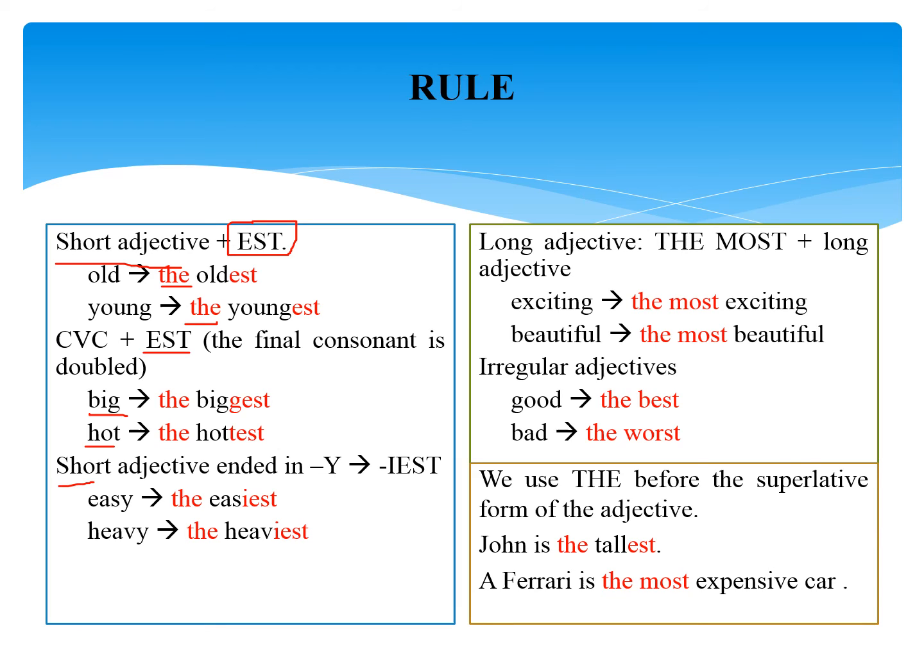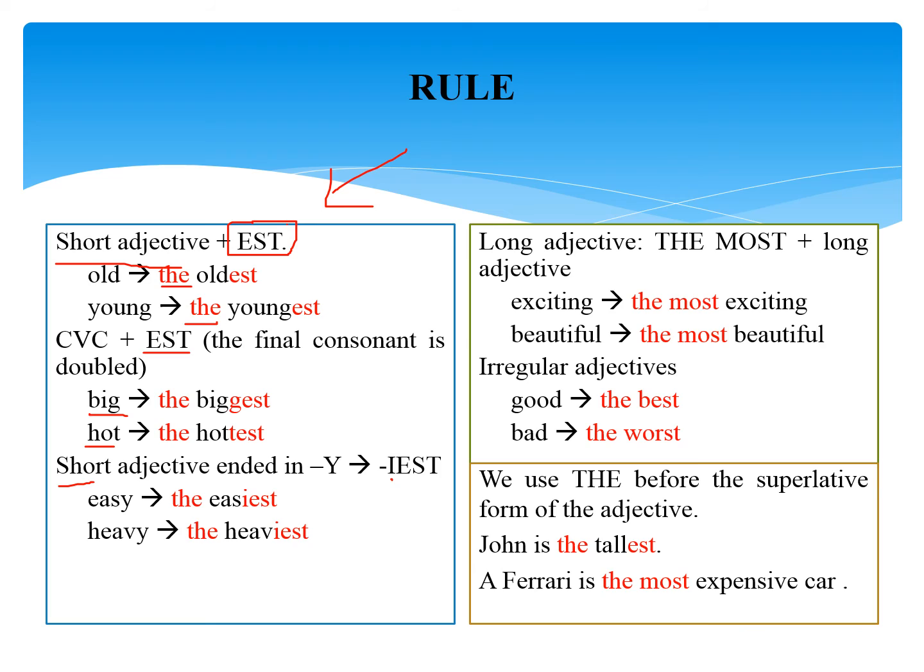Short adjectives ended in y, we again change the y into i, and then we add est. So remember that we add est for superlative adjectives. Easy, the easiest. Heavy, the heaviest. So this is for short adjectives.